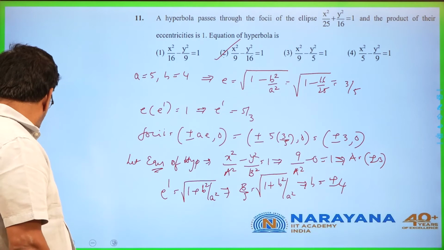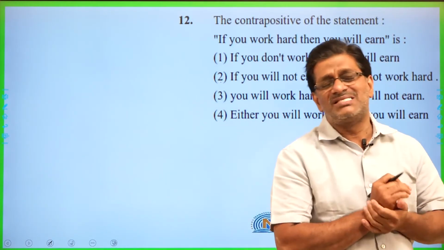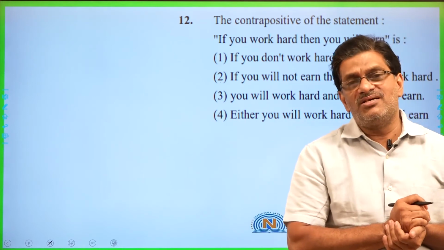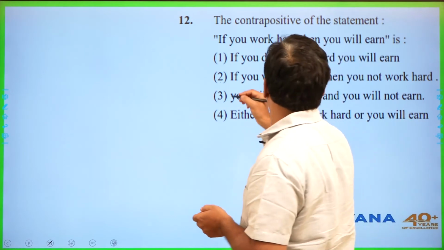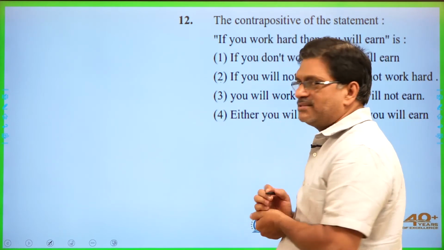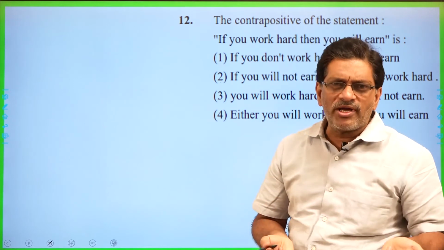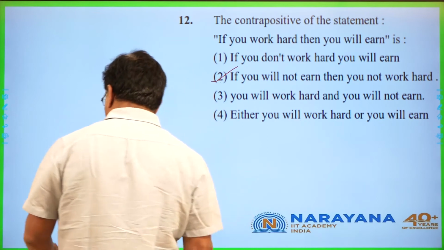Let us go to the next question, question number 12. It is a directly very simple problem. Just by seeing, I think no student will get a doubt. Contrapositive: if you work hard, then you will earn. So if you are not earning, you did not work hard. That's all. Okay. Let us go to the next one.